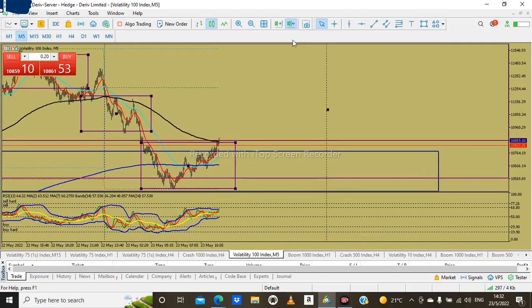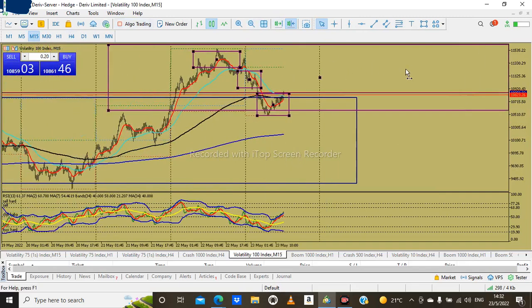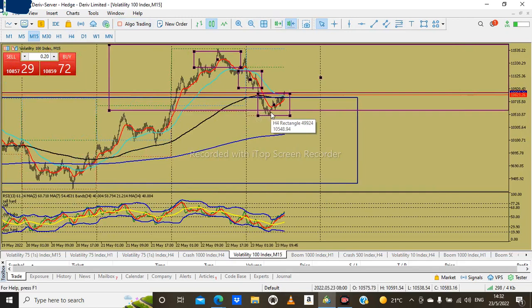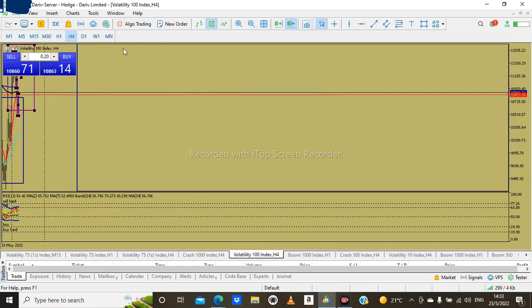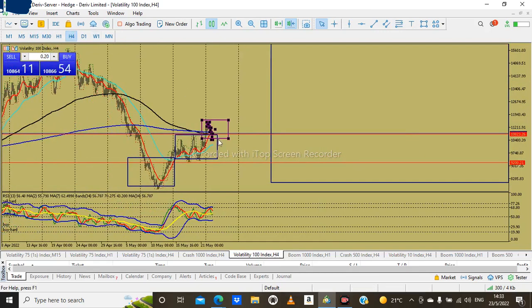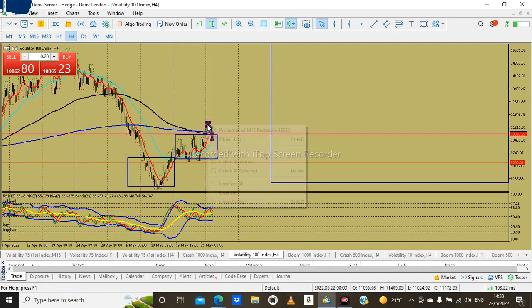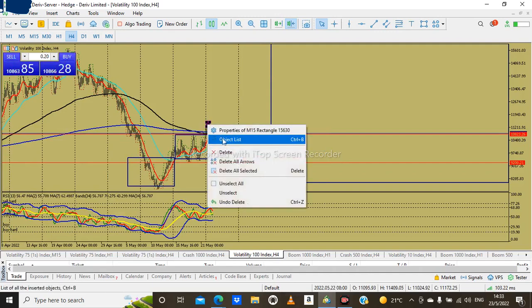So remember, when we are selling, we have to wait for good confirmations. Good confirmations will tell us what price will do. But this is, like I said, still a good buy, but it's V100, so you have to be careful about how you trade it. Let me remove these purple boxes. I don't want them to clutter my work.